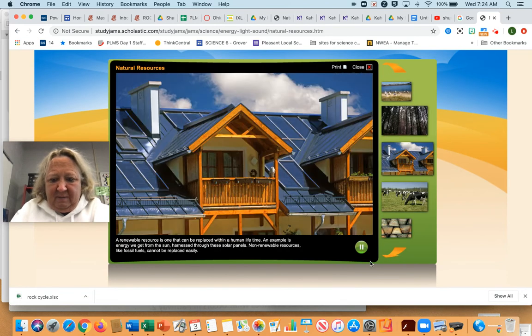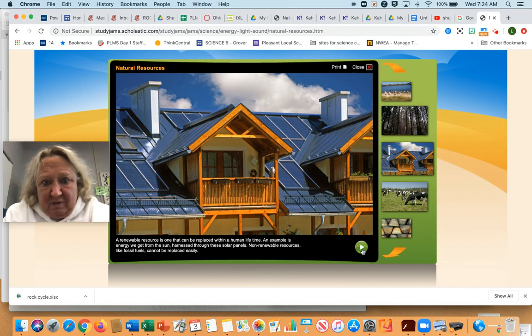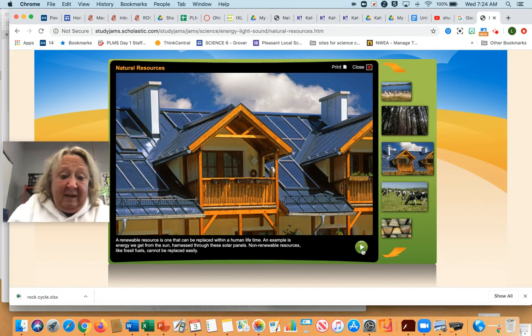There we go. So there's two types of natural resources. There's what's called renewable, and maybe you've done this in elementary. So I'm sorry for repeating. But renewable can be replaced within a human lifetime. Early in my teaching career, they used 100 years. So anywhere from 80 to 100 years. One of the main ones is obviously the sun. Okay. A lot of houses are being powered by solar panels.